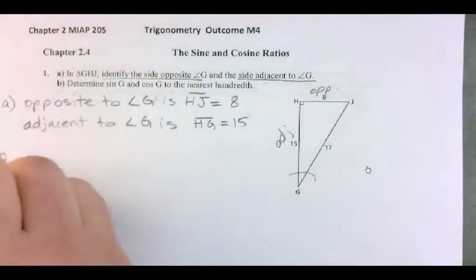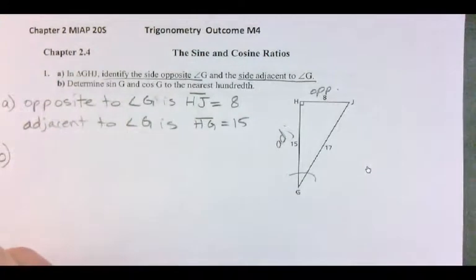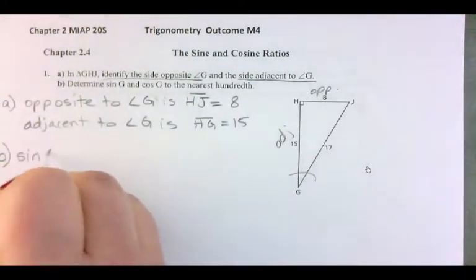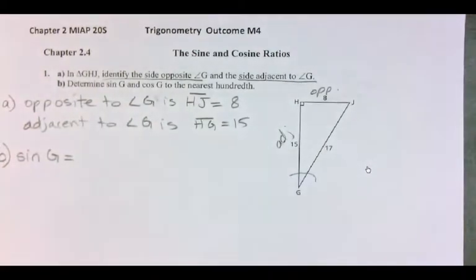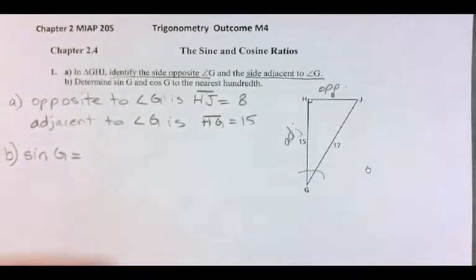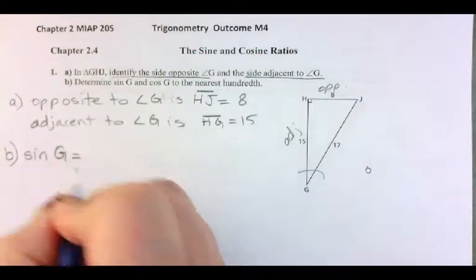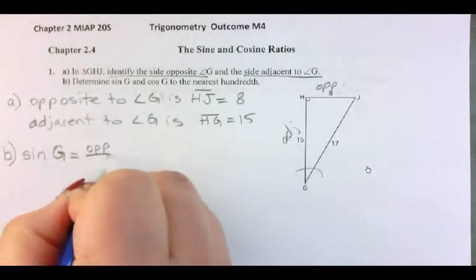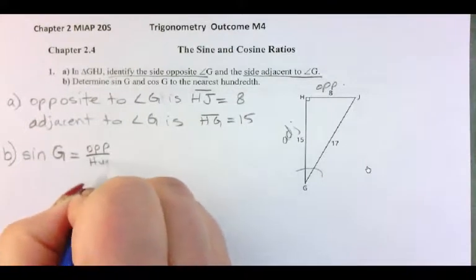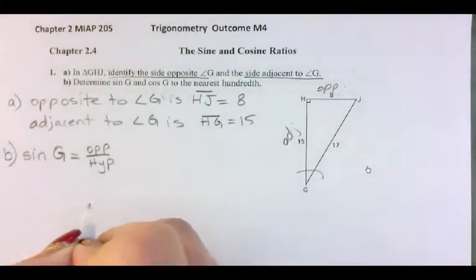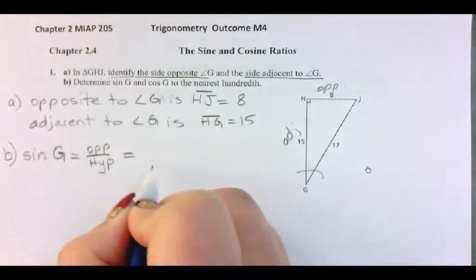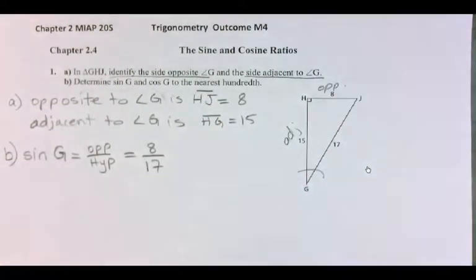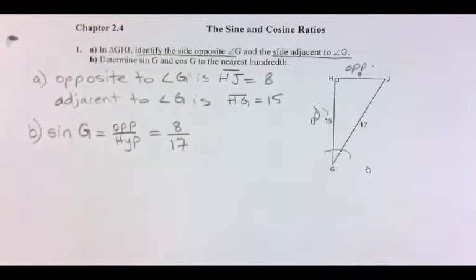Now, part B asks us to find sine G and cos G. So sine G, we want to state what the ratio is when it says sine G. So just tell me what the ratio is. So this is going to be opposite over hypotenuse. And what is the value for that going to be? 8 over 17. Okay, good.